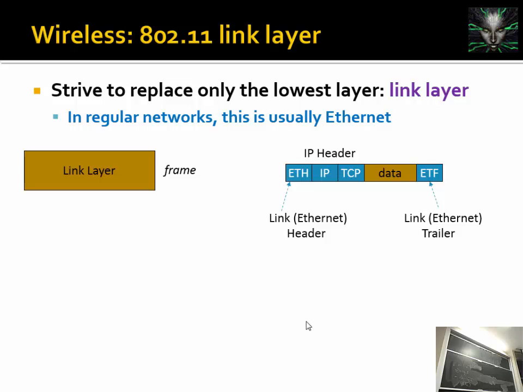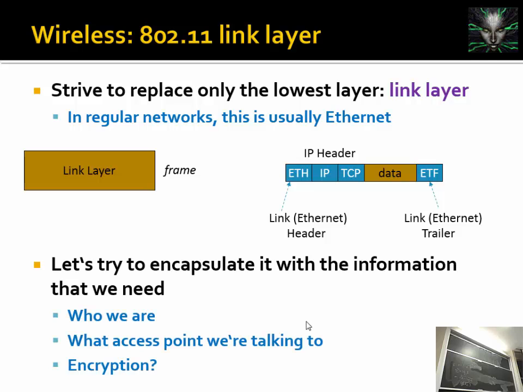Okay? Instead, we're gonna break it down. So normally it has an Ethernet header and an IP, TCP header, whatever else is in the packet, and then a trailer. We want to somehow encapsulate very similar information as Ethernet, just with all the stuff we need for wireless. What is the information we might need in a wireless setting? What do we need in Ethernet?